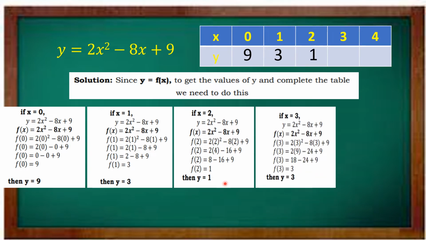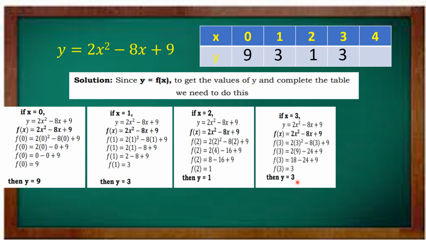Then for the fourth assigned value of x, it's 3. So what is f of 3? F of 3 is 2 times 3 squared minus 8 times 3 plus 9. What is 3 squared? It's 9, so you have 2 times 9. What is negative 8 times 3? It's negative 24, plus 9. So 2 times 9 is 18, minus 24 is negative 6, plus 9 is positive 3. So our fourth value for y is positive 3.